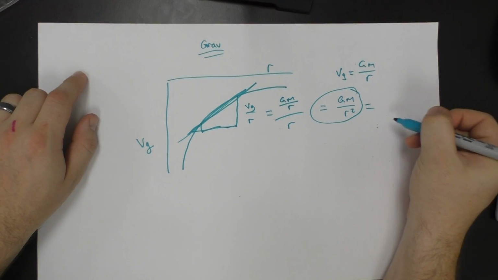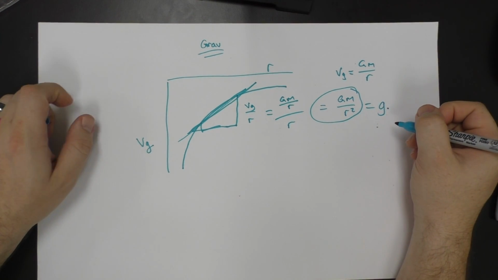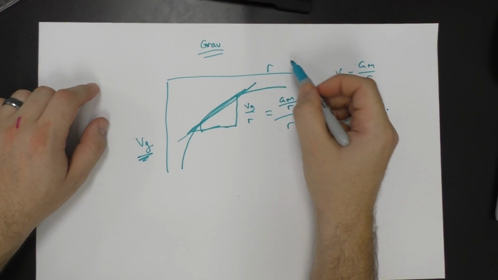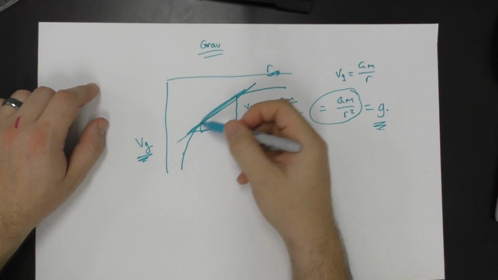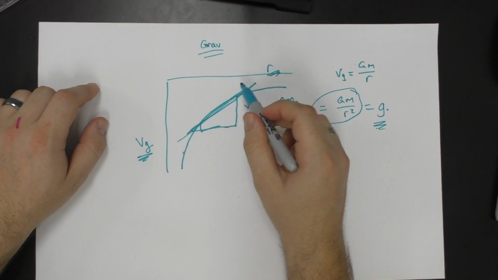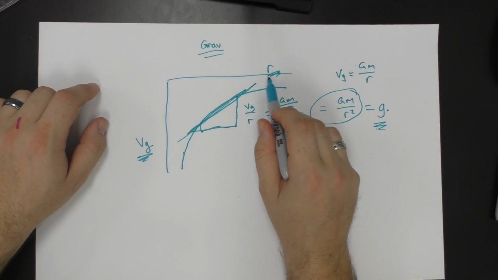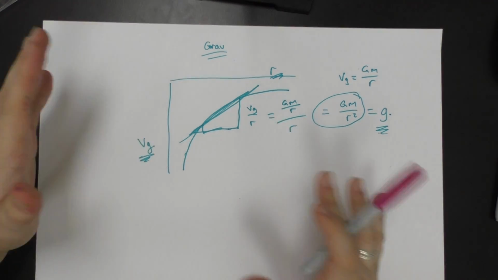Whoa, look at that. What's that? Well, that is the field strength, g, at that point. So the gradient of a Vg against r graph is the field strength. You can actually tell the field strength by taking a tangent to the curve at any point along this graph. So if you've got one of these graphs, you can actually determine the field strength at a very specific point, which is really, really cool.